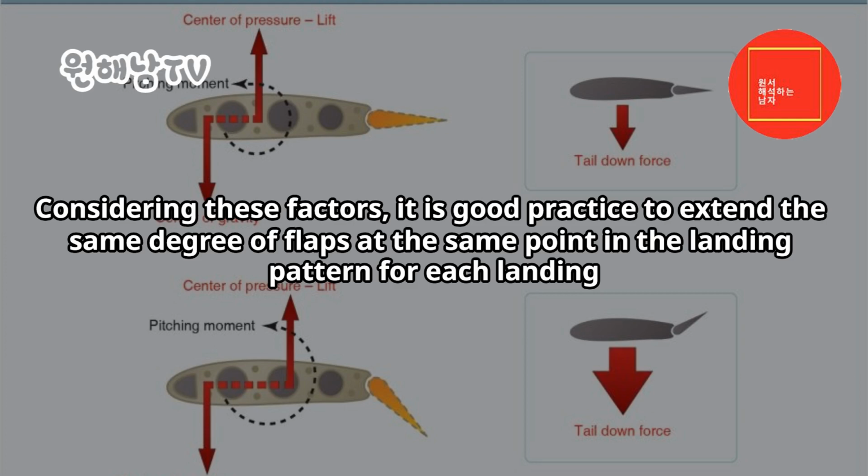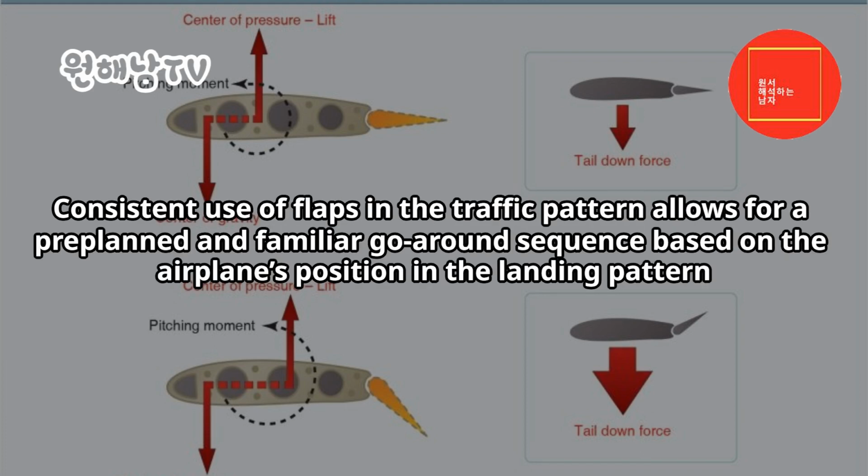Considering these factors, it is good practice to extend the same degree of flaps at the same point in the landing pattern for each landing. Consistent use of flaps in the traffic pattern allows for a pre-planned and familiar go-around sequence based on the airplane's position in the landing pattern.